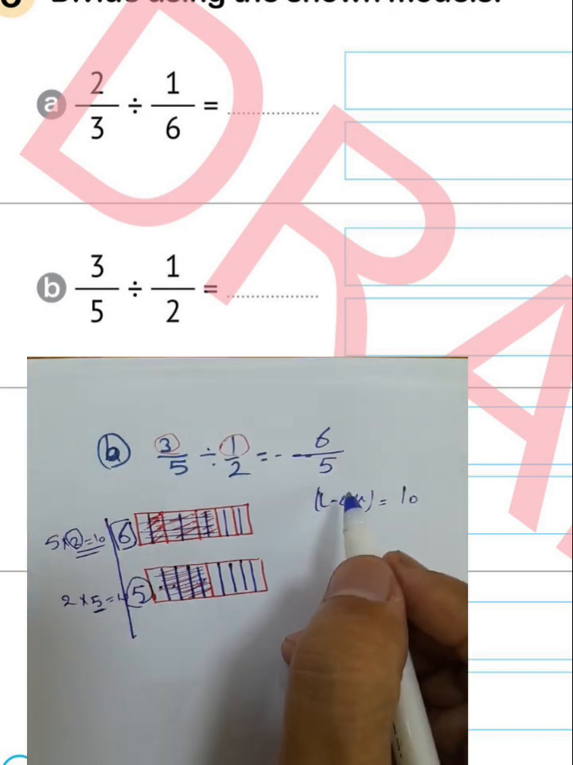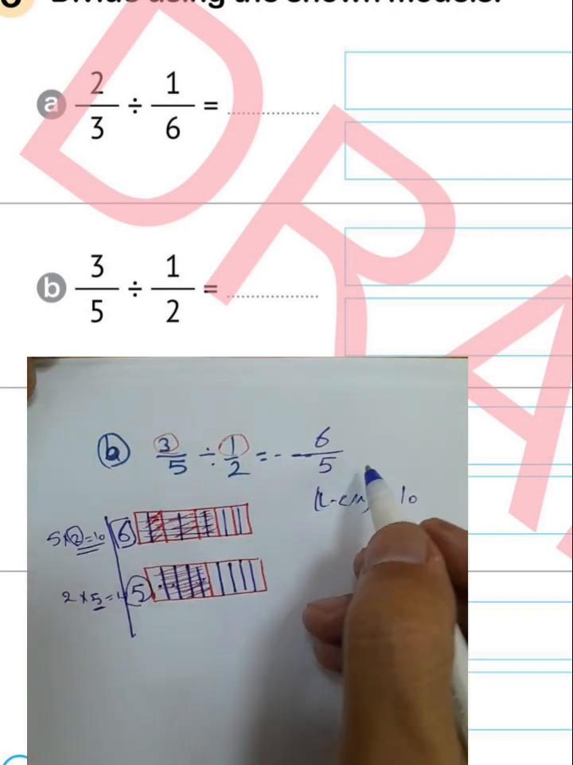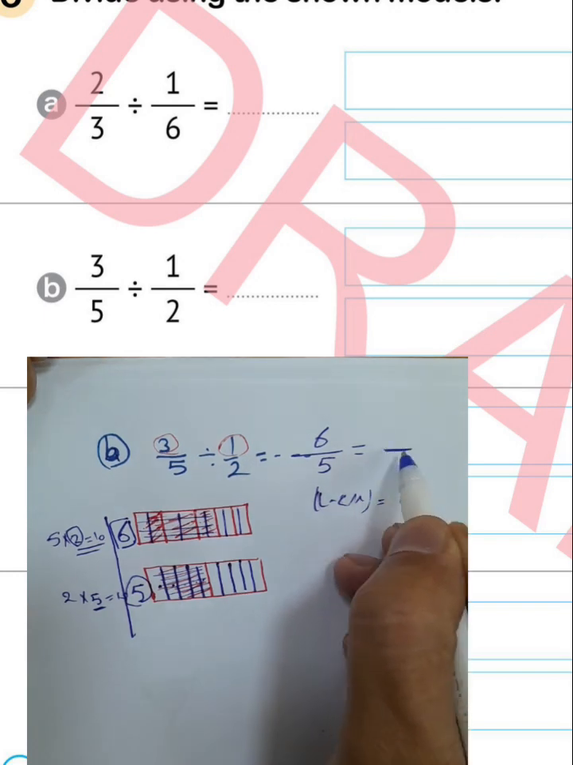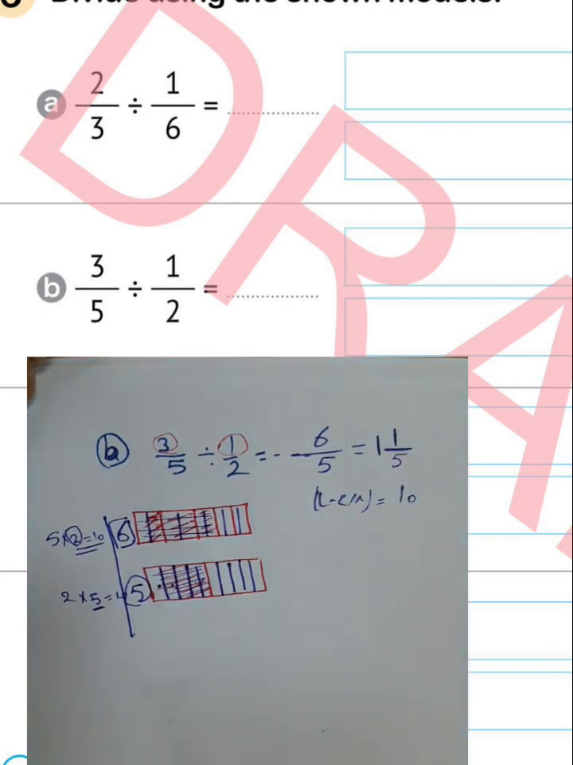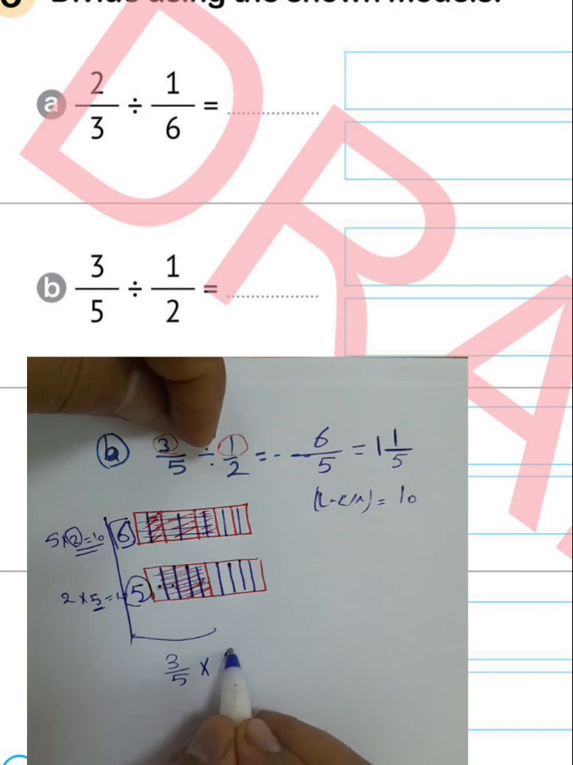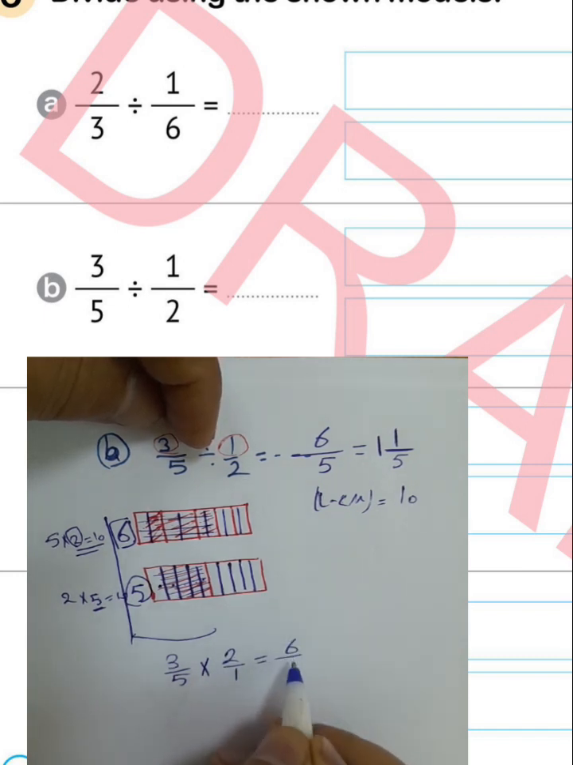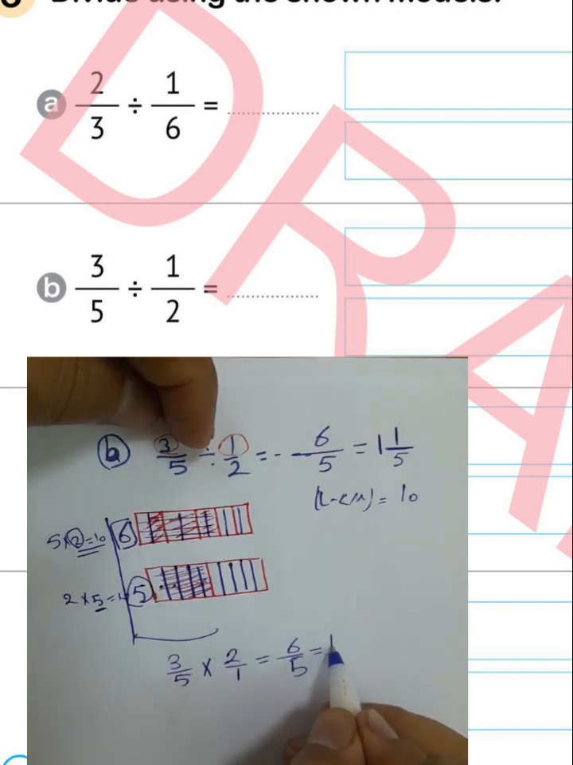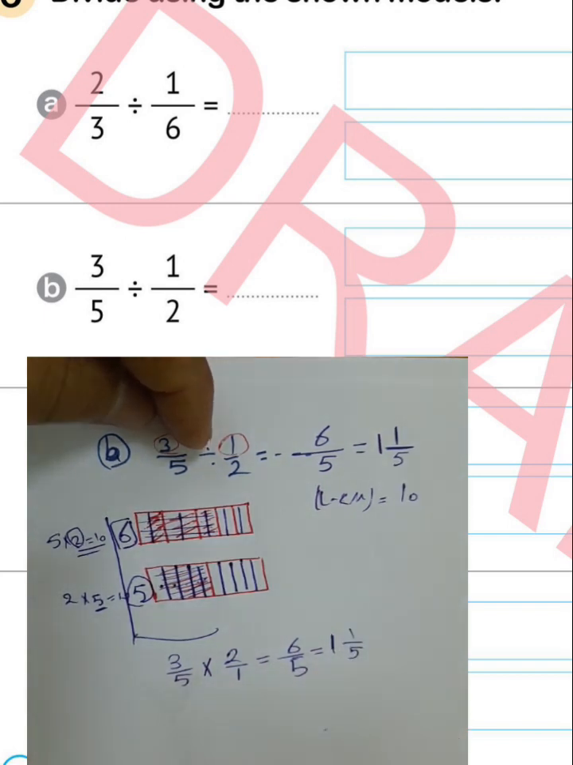And we know 6 over 5 is improper. You must convert it from an improper fraction to a mixed number, right? 5 in the numerator, 1 times 5 equals 5 and the remainder 1. Okay, and you know the steps about it. 3 over 5 multiplied by 2 over 1. The result will be 6 over 5. 2 times 3 equals 6, 1 times 5 equals 5. The result will be 1 and 1 over 5.